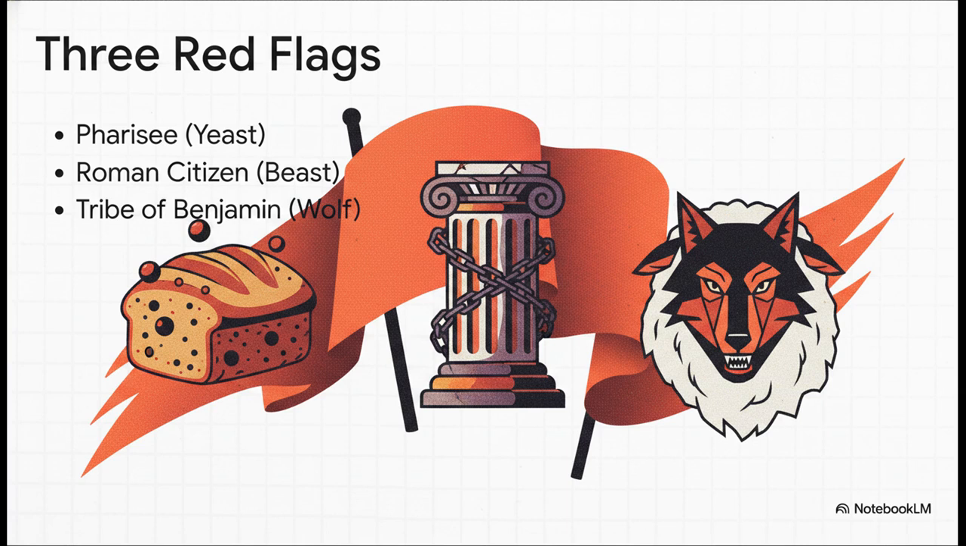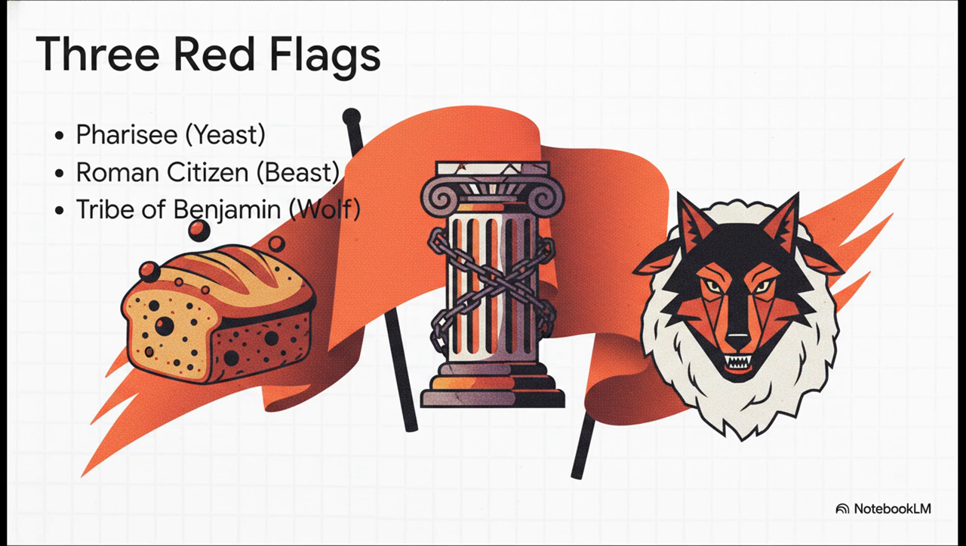And according to them, Paul waves 3 massive red flags. First, Paul identified as a Pharisee, and Yeshua explicitly warned his followers to beware of the yeast of the Pharisees. Second, Paul was a Roman citizen, which the source ties directly to the prophesied beast system of Rome. And third, Paul was from the tribe of Benjamin.